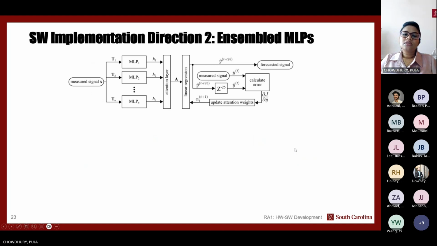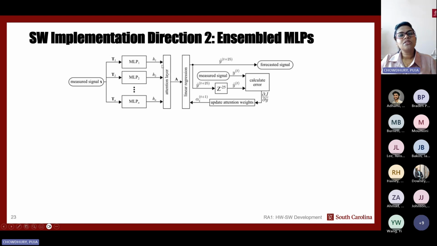Now, start with direction 2, which is the ensemble MLP in software. So here is a flowchart of that ensemble MLP. It again starts with the measured signals like the acceleration. As it is an ensemble MLP, we use 3 MLPs here. So there are 3 inputs, T1, T2, and T3.